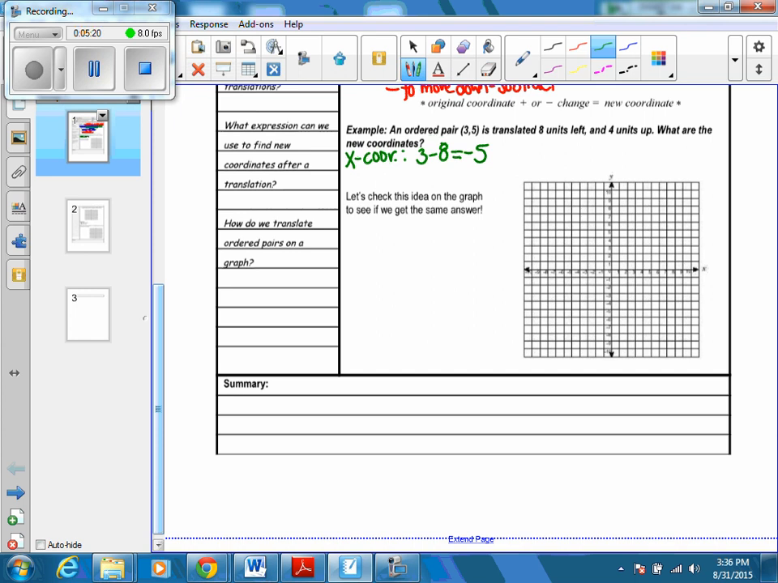My y coordinate in this case was 5, and it says in my y coordinate, we moved 4 units up. So in order to move up, I'm adding. So I'm going to add 4. And that means my new coordinate is 9. So the new ordered pair that we should get is (-5, 9).